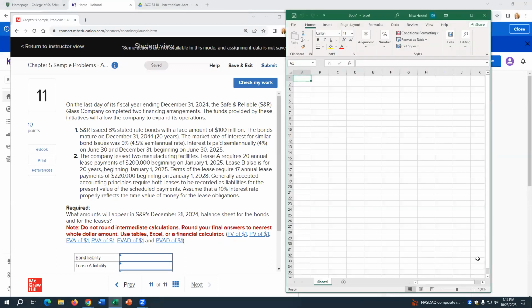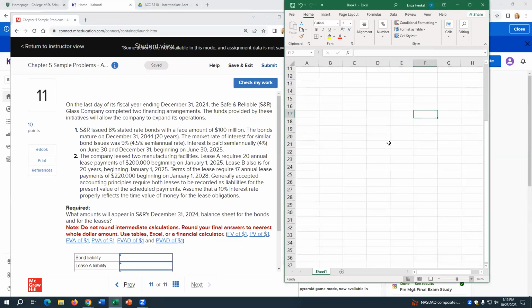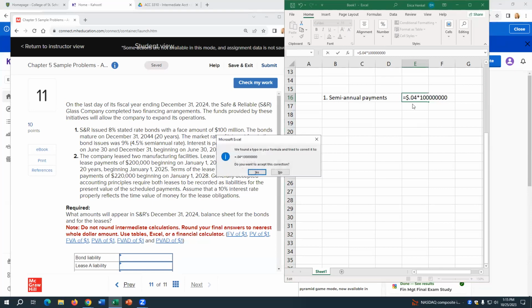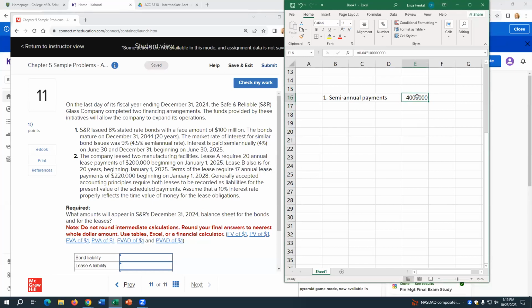Semi-annual payments? Yep, so there's a couple of things. One, we've got semi-annual payments, right? So you need to know what the dollar amount of the payment is. They said 4%, right? So 4% is half of the annual rate, they're dividing it by two. So 0.04 times 100 million, so $4 million for the payment, right?